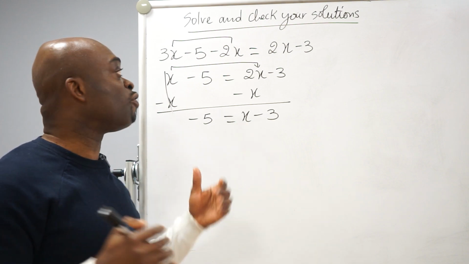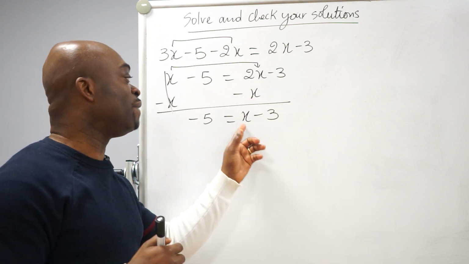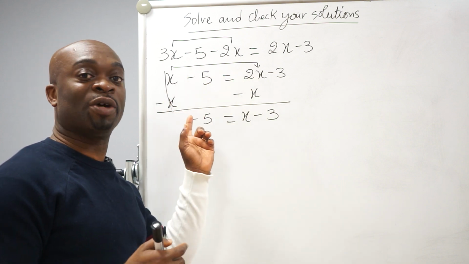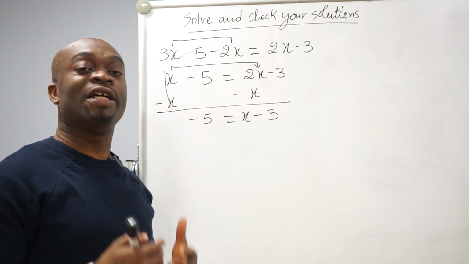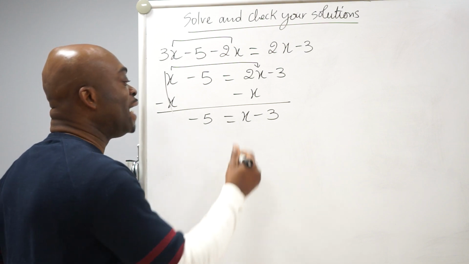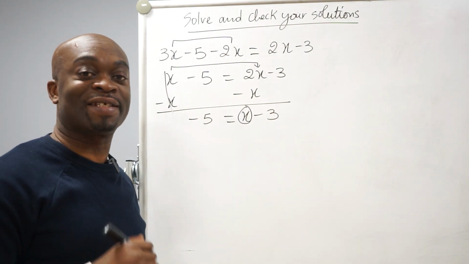So what's the reason why we're moving the lowest variable to the largest variable? It is to be able to get a positive variable. That's the reason why. If you did it the other way around, you're going to get a negative x. Is it wrong? No. But I just love to have positive variables. Now, I'm solving for x. I want to leave x by itself. Okay, x says I want to be by myself.